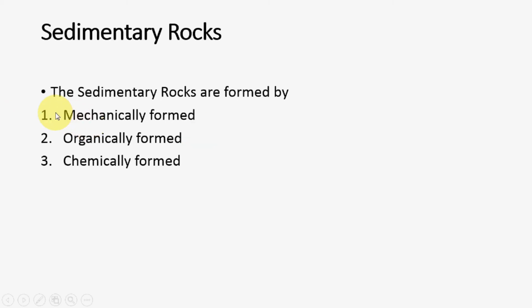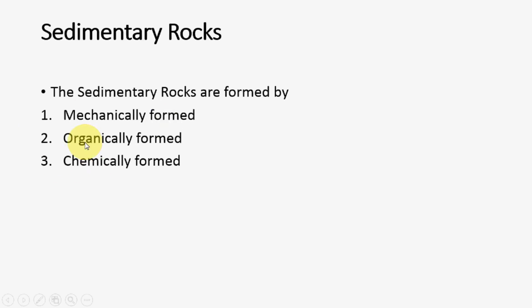So, mechanically formed. This is basically dependent on external agents like running water, wind, ocean currents, ice, and many more. Any external agent that leads to the erosion of a particular igneous rock forms that rock into a sedimentary rock through compaction. So this is the basic example of how mechanically formed sedimentary rocks are created.